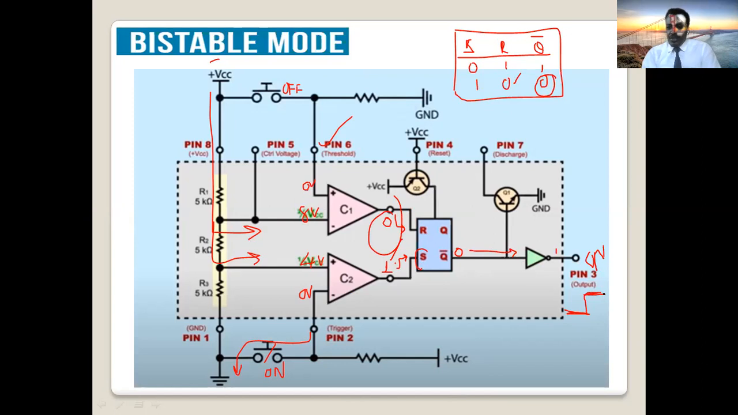To change it from off to on, I make this switch on. Now again, it will remain on. To make it off, I have to give this input again from another direction. It needs two inputs to change between on and off. From off to on, we need one switch. From on to off, we need another switch. This is what we call the bistable mode of the 555 timer.